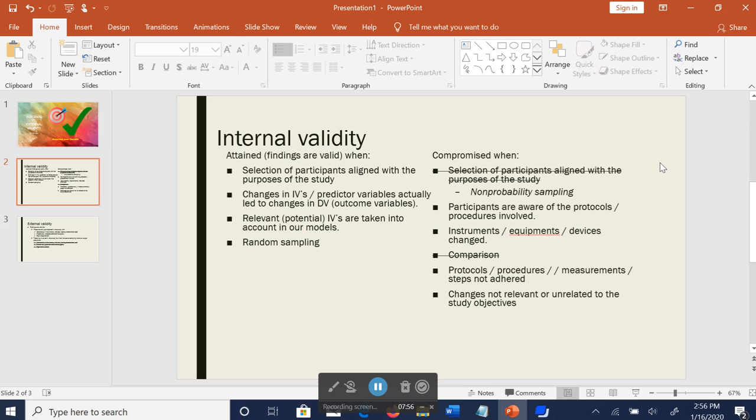So when this happens, internal validity can be compromised in our study. And internal validity can also be compromised when participants already know ahead of time the protocols researchers are going to use, the steps involved, or the procedures involved. So maybe they already prepared themselves ahead of time. And because of that, we cannot accurately measure the effects of the intervention on the outcomes.